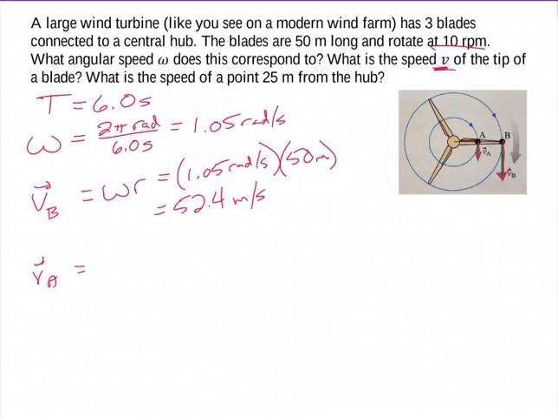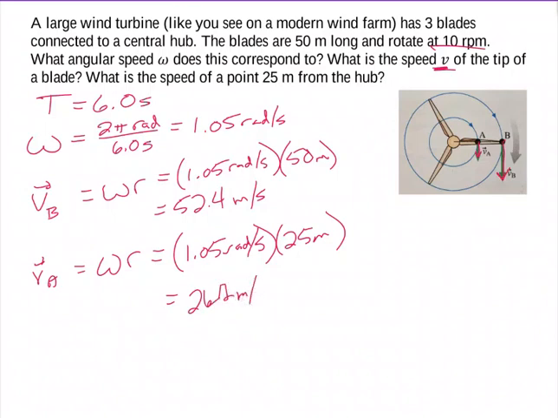So, v of A is just half. Omega R, the radius is half of the other one, so it's just going to be half. 1.05 radians per second times 25 meters. The answer is 26.2 meters per second. It's amazing how fast those things are going. They're so big that they look like they're moving slow, kind of like a train. Trains are so big they look like they're moving slow when they're actually going quite fast. You don't realize it.